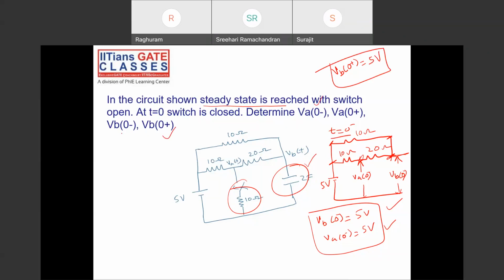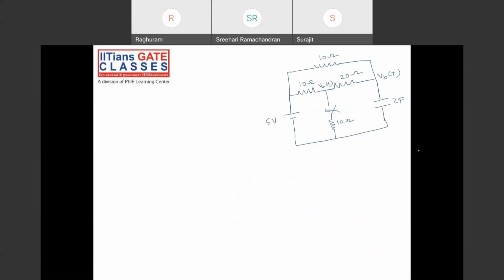We solved all this. Now VA of 0 plus, just after the switch is closed. Okay, just after the switch is closed, how will the circuit be?